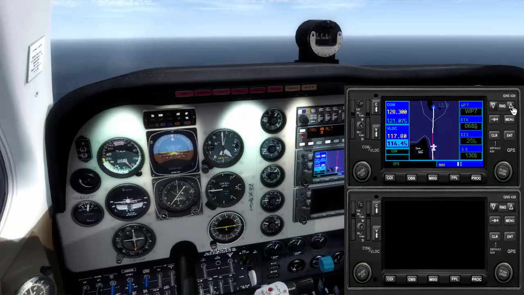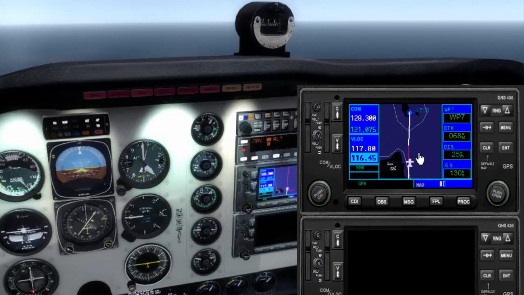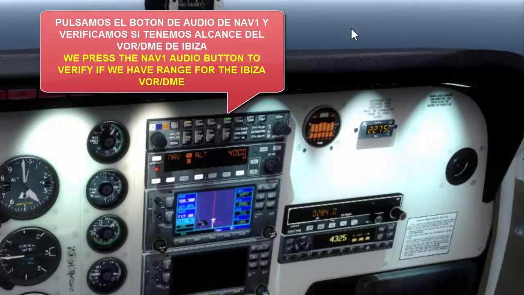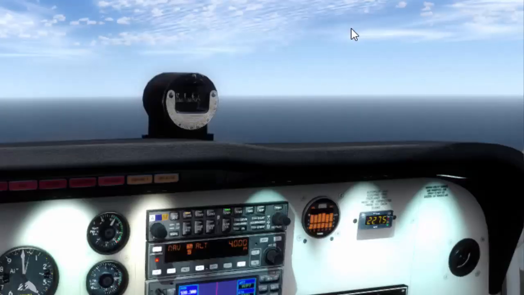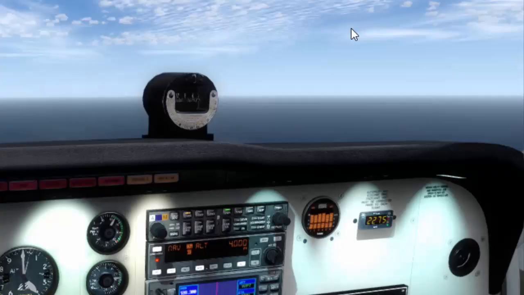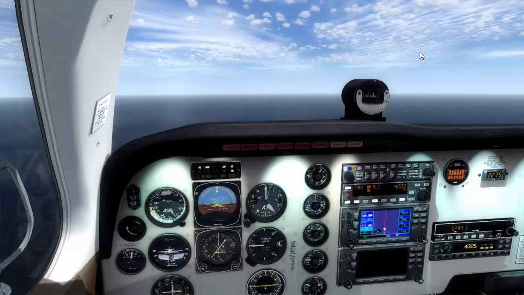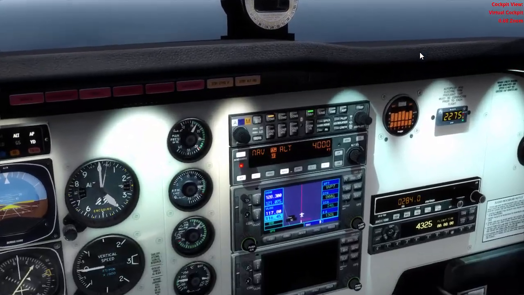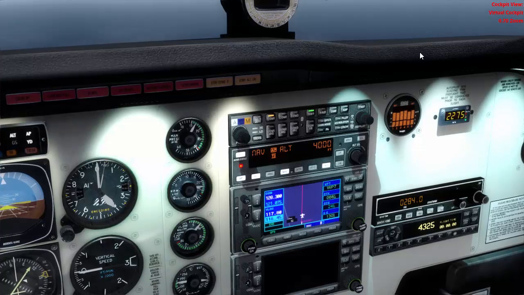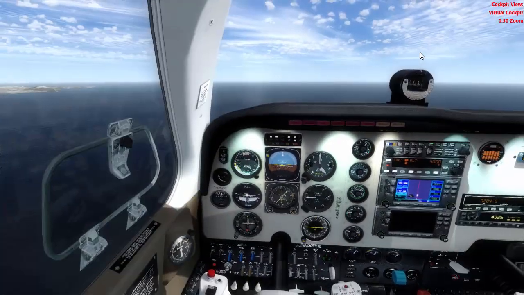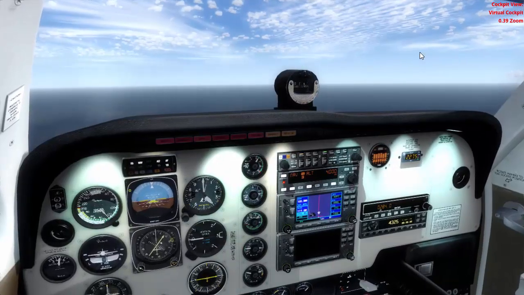Many airports have VORs close to the runway, and the idea is you align with a certain radial of that VOR, in the sense that you also get aligned with the runway. If we press the audio button for the NAV 1 radio, we will see that we have reached the range. Do you hear that? We have reached the range of the IBIZA VOR. So we are receiving the signal of the VOR, and we can consequently follow radials and operate with that VOR in our navigation radio.